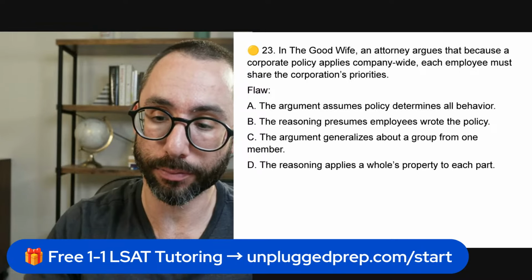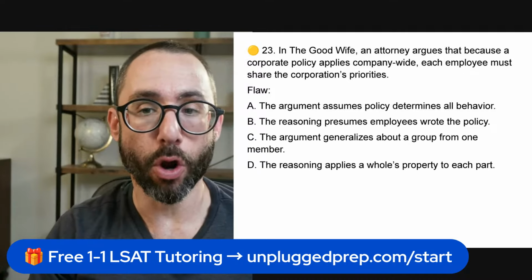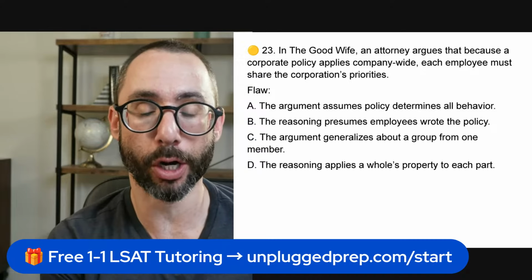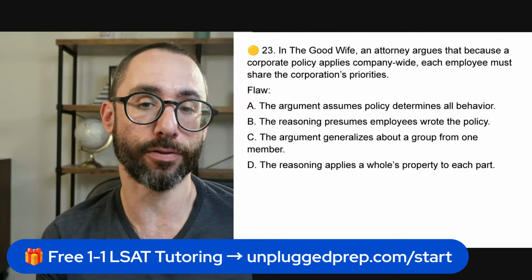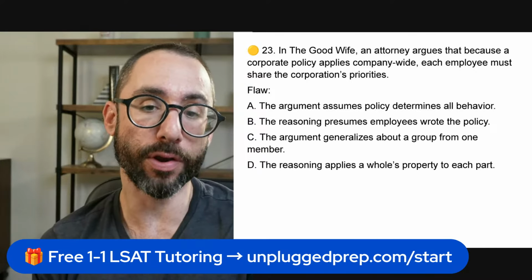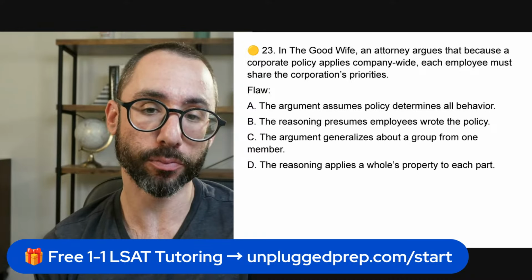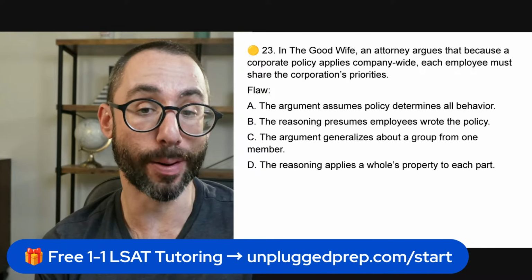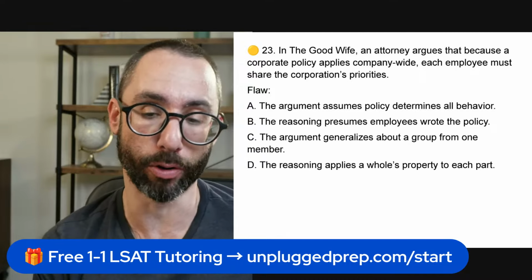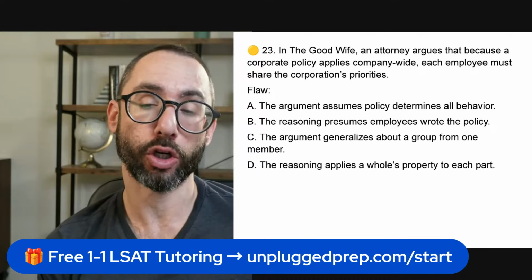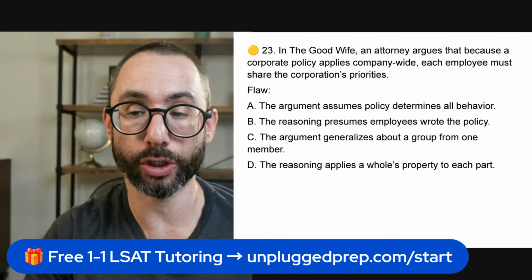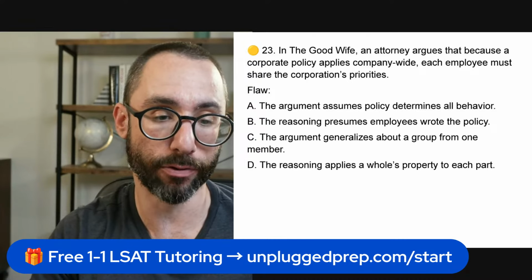On to number 23. In The Good Wife, an attorney argues that because a corporate policy applies company-wide, each employee must share the corporation's priorities. What is the flaw? A, the argument assumes policy determines all behavior. B, the reasoning presumes employees wrote the policy. C, the argument generalizes about a group from one member. Or D, the reasoning applies a whole's property to each part. When you have your answer, please drop it in the chat, A, B, C, or D. If you're not sure, just drop a question mark, but do commit to an answer.